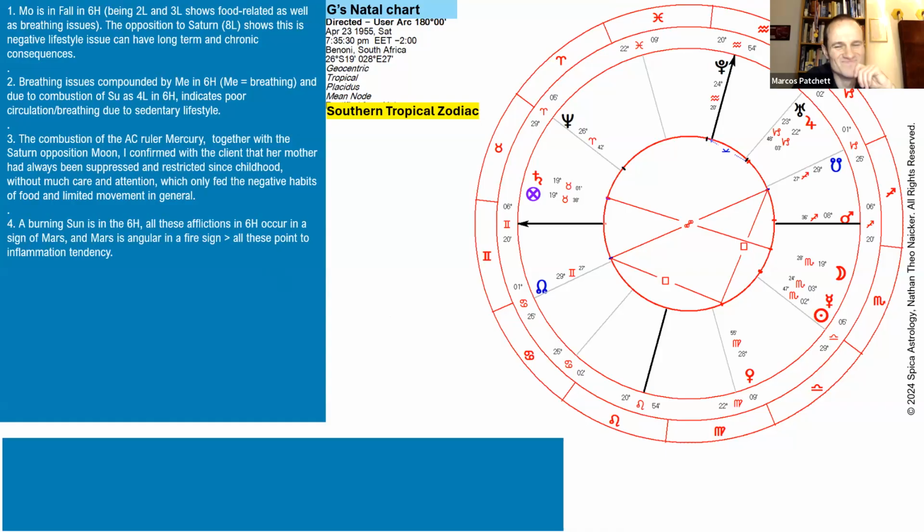All these afflictions in the 6th house occur in a sign of Mars, and Mars is angular in a fire sign. All these point to an inflammation tendency very quickly, as a tendency in the person.